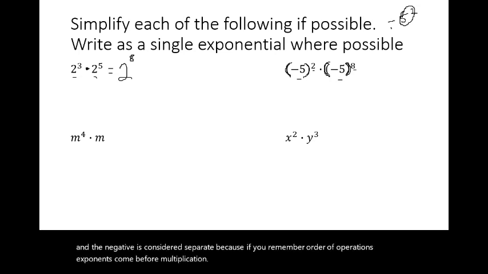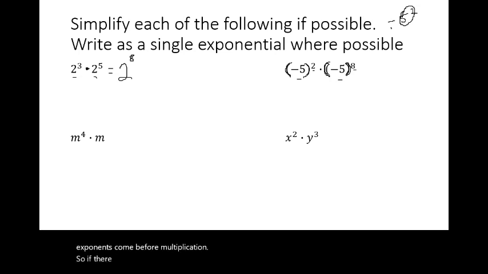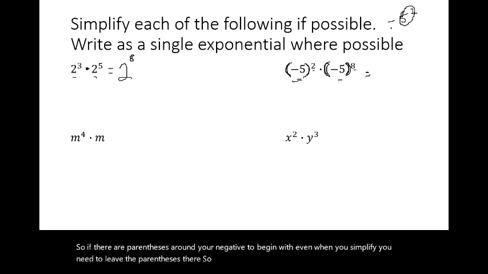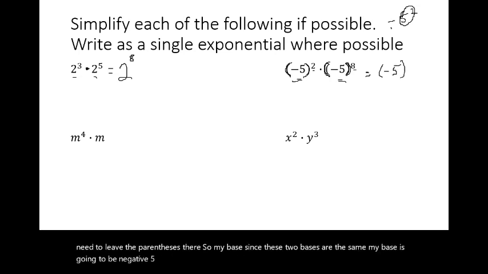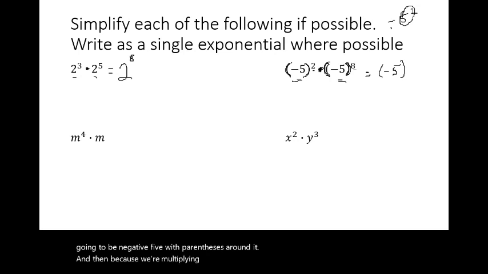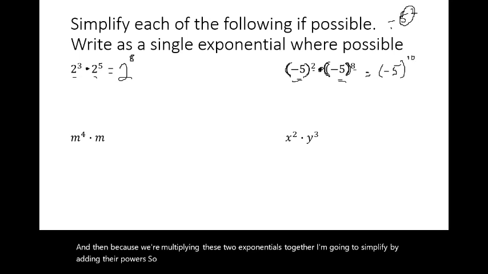So if there are parentheses around your negative to begin with, even when you simplify, you need to leave the parentheses there. So my base, since these two bases are the same, is going to be negative 5 with parentheses around it. And then because we are multiplying these two exponentials together, I am going to simplify by adding their powers. So 2 plus 8 will give us 10. So negative 5 to the power 10 will be your simplified answer.